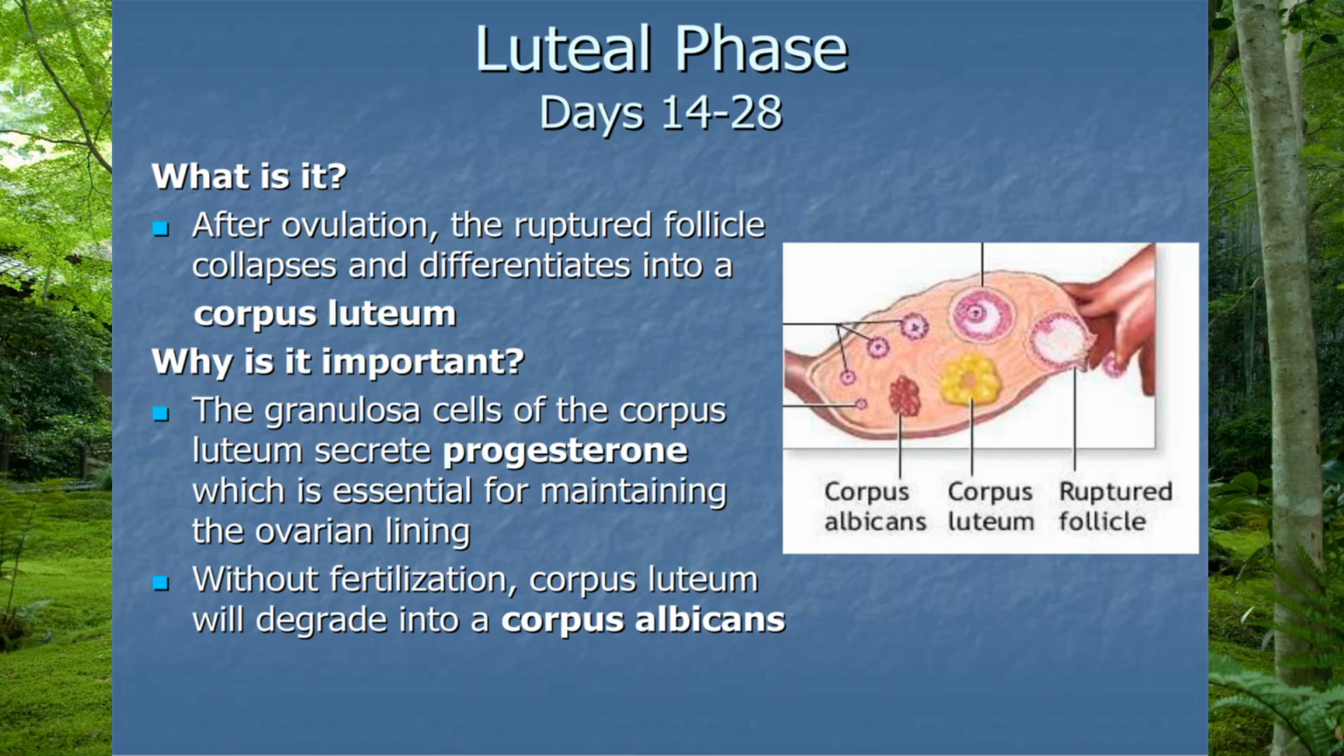Now, if we don't have any fertilization taking place, after a while that corpus luteum will further disintegrate into something called a corpus albicans, and without the progesterone secreted by the corpus luteum, the uterus will begin to menstruate. That is, it's going to shed its endometrial lining. But we'll talk about that more when we get to the uterine cycle. So the big picture here is that after ovulation, the remaining follicular cells are called the corpus luteum, and the corpus luteum secretes progesterone, which is important to the maintenance of the endometrial lining of the uterus.